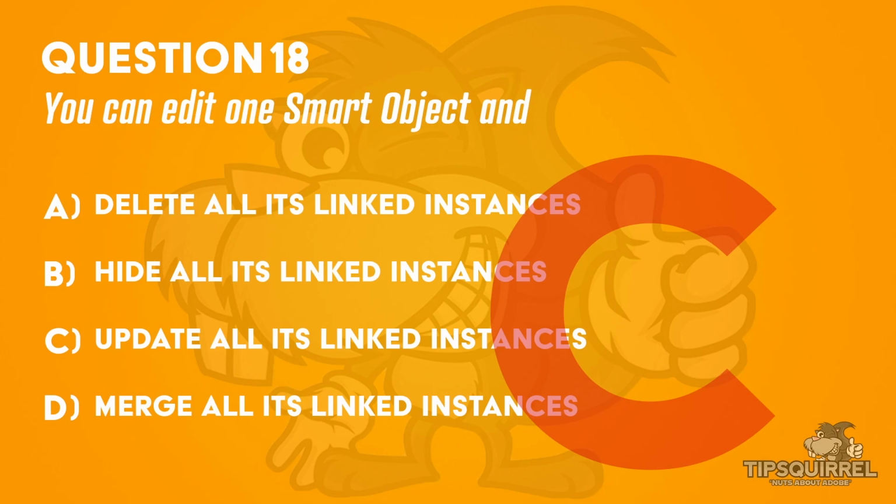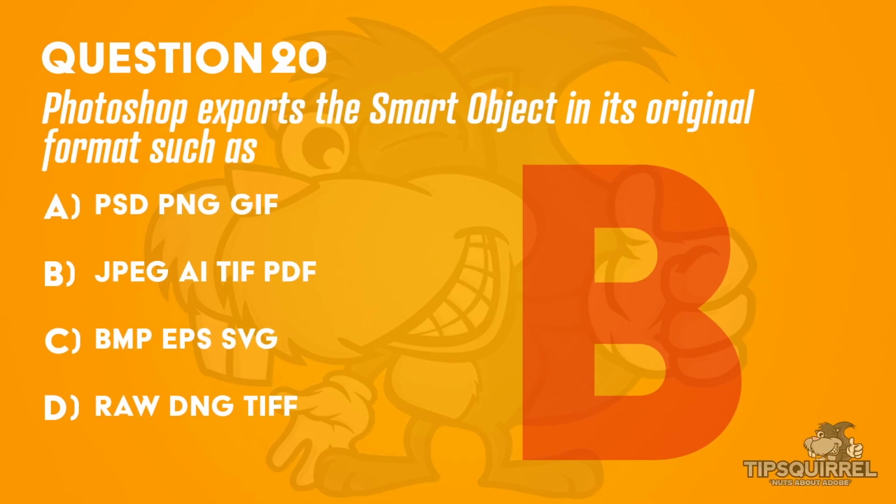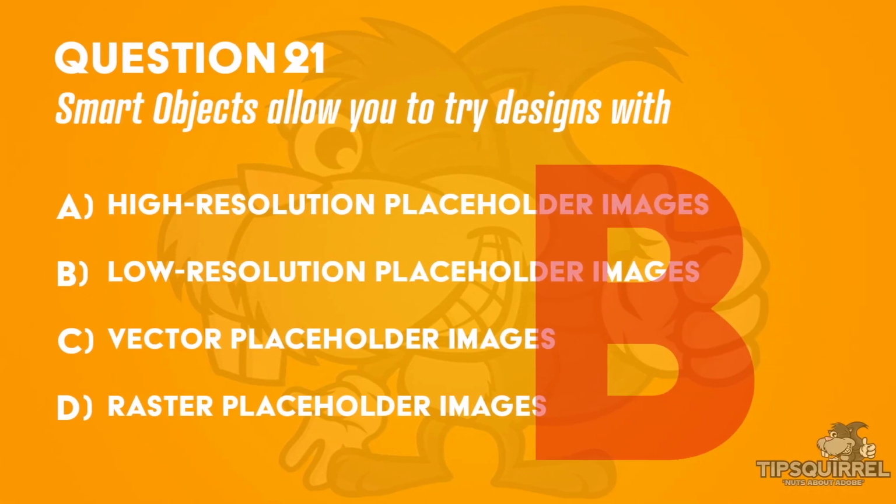Question 18. You can edit one smart object and C. Update all its linked instances. Question 19. To export the contents of an embedded smart object, you should choose D. Layer smart objects, export contents. Question 20. Photoshop exports the smart object in its original format, such as B, JPEG, AI, TIFF and PDF.